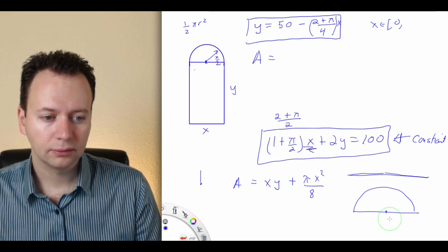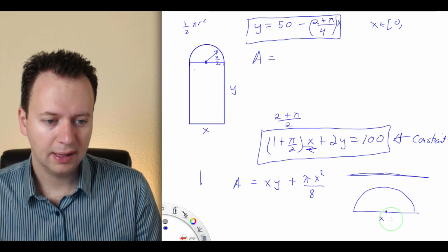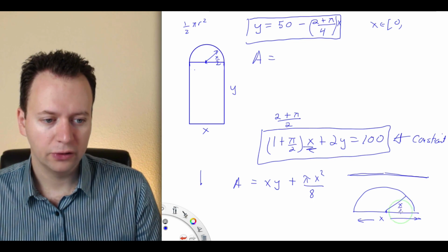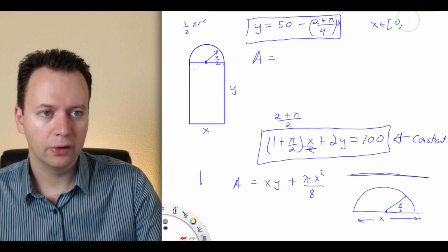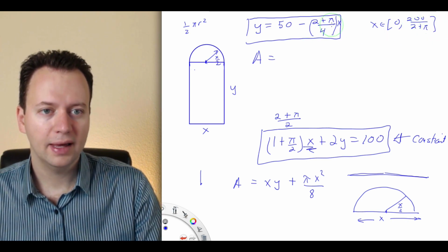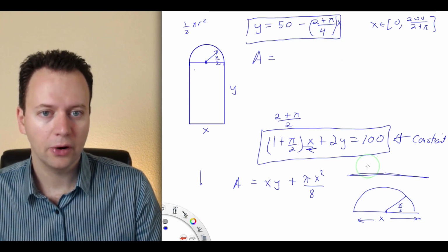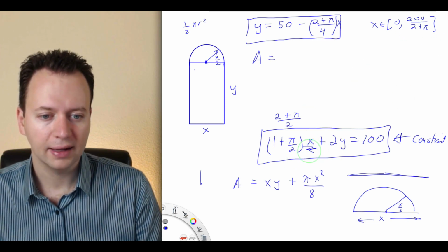So if y is 0, this is just x like that, and then this length is x over 2, so the perimeter, well, okay, y is 0 here, so x would be 200 over 2 plus pi. And if you plug in 200 over 2 plus pi for x, you should get y equal to 0. Okay, so that's just a quick sketch of the domain for x.